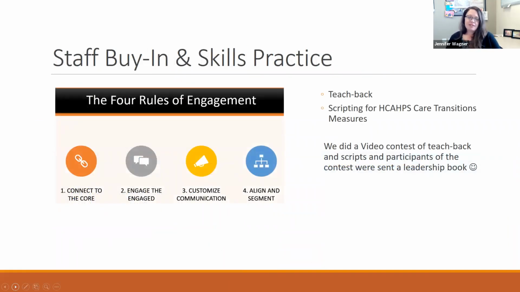We then focused on staff buy-in and skills practice. Even though we had everyone that was available at the hospital that was doing the work involved, there was still some hesitation to implement things. And so we provided some coaching to our group of hospitals on how to get buy-in, how to connect them, who to identify and engage as champions, how to communicate, and how to align the work.